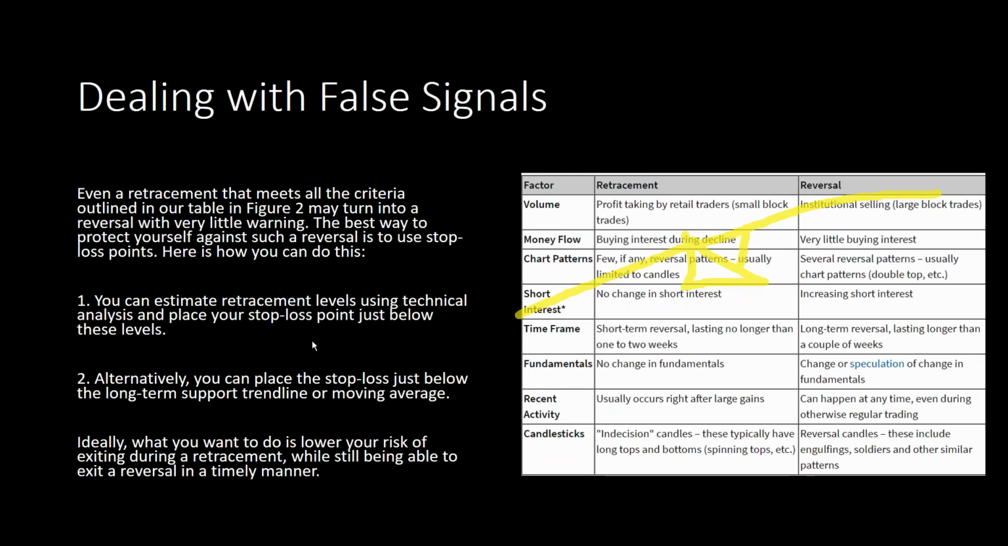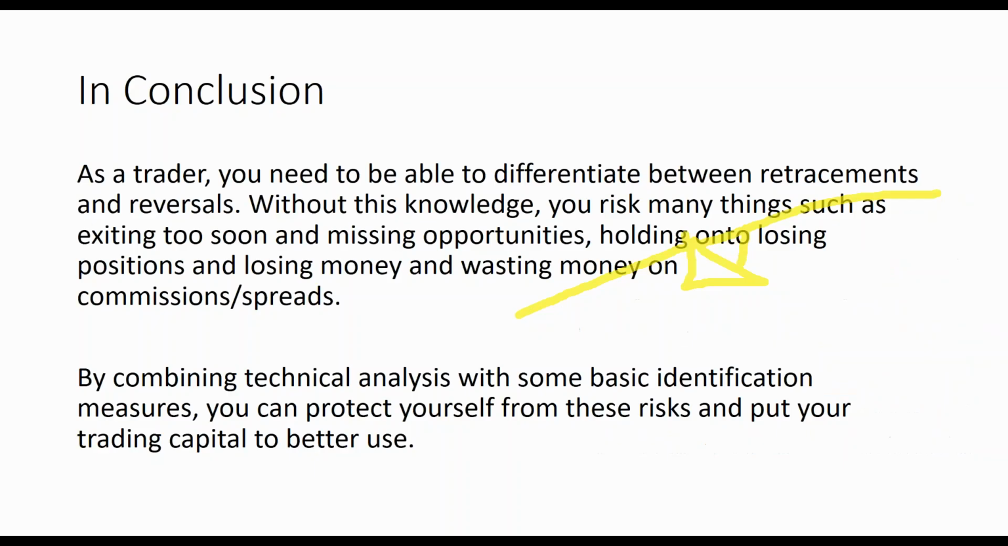Now, there's many false signals. Remember, we went through our little chart earlier, but even a retracement can meet all the criteria outlined in our outline and may turn into a reversal. You could estimate retracement levels using technical analysis and place your stop loss points just below these levels. Alternatively, you can place your stop loss just below the long-term support trend line or the moving average. Ideally, you want to lower your risk of exiting during a retracement while still being able to exit a reversal in a timely manner.